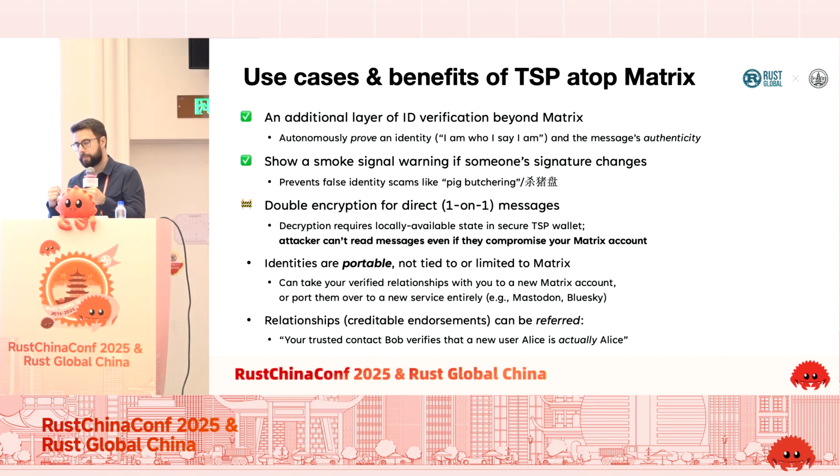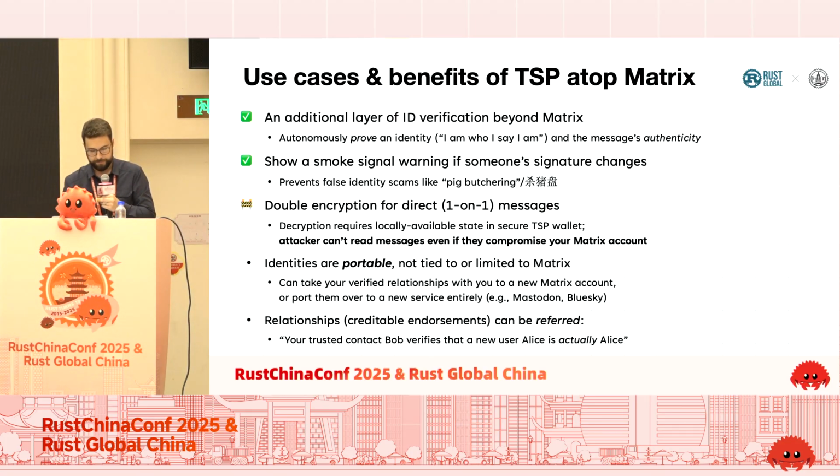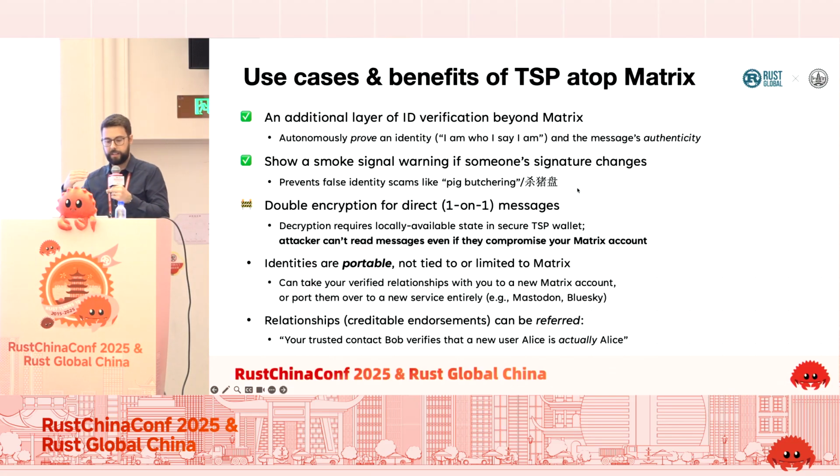So even if someone did compromise and verify your Matrix account, they still wouldn't be able to read your encrypted history. The good thing about this is that identities are portable. So they're not tied to Matrix, they're not limited to Matrix. So if you have this whole network of relationships built up in your wallet, we can port that over and use it in other services, for example, Mastodon or Bluesky or anything else that's federated. And then we can do other things like refer or endorse other users to a different user. For example, if you had a trusted contact, Bob, and you made a new friend, Alice, Bob could say, hey, this is indeed Alice, the one that you met, and they could use their entire relationship history to assert and prove that that is the case.